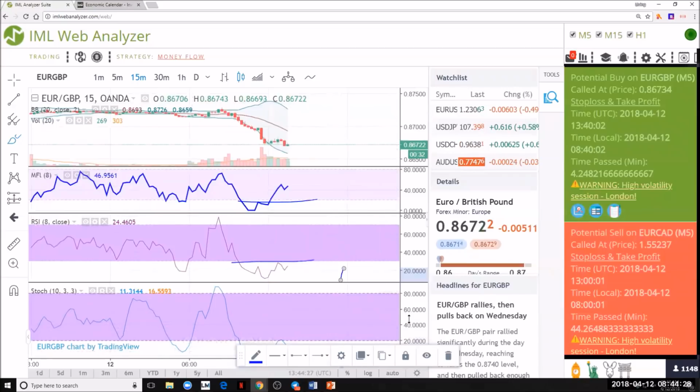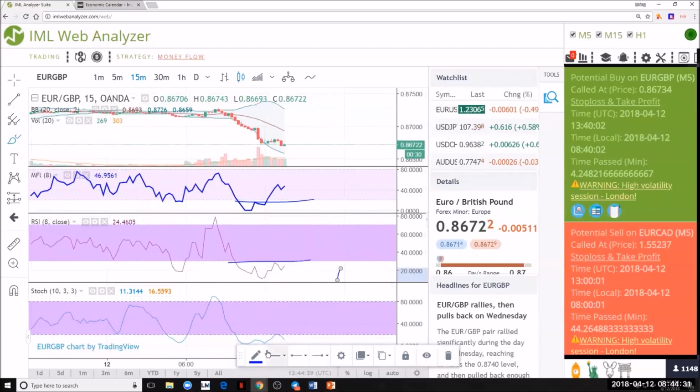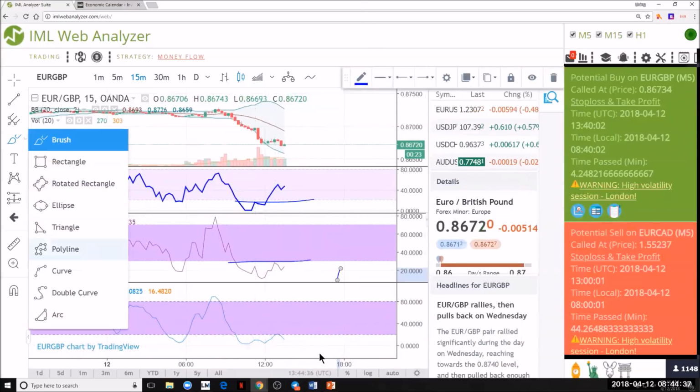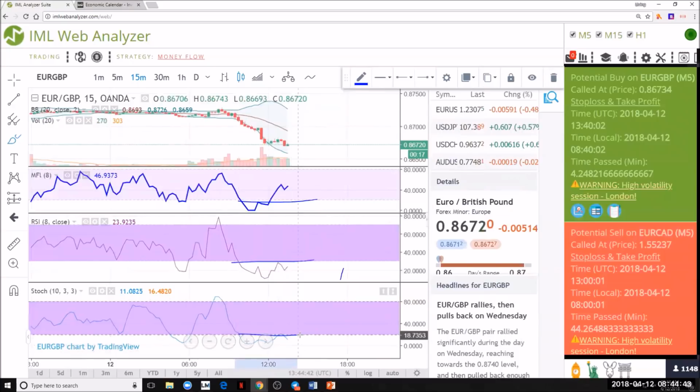See if I can get that one to show. Come on, Stochastic. Oh, this is in the way, isn't it? Let's get that out of the way. All right, so here's the Stochastic. And as we can see, Stochastic had also gone below the 20. All right, so that was some really good signs. That was a good confirmation signal for us back here for a buy.